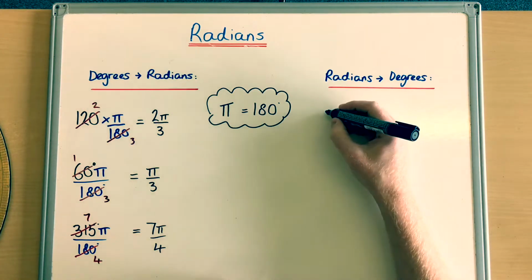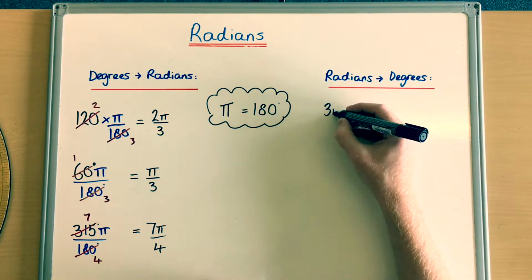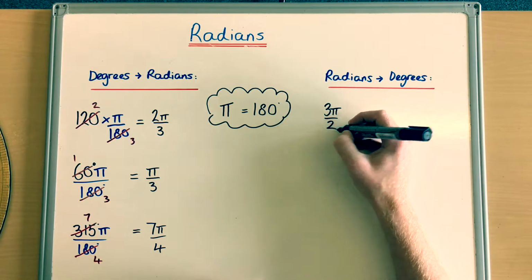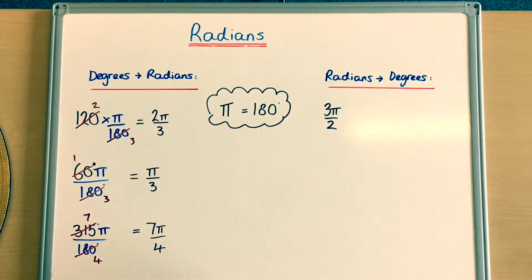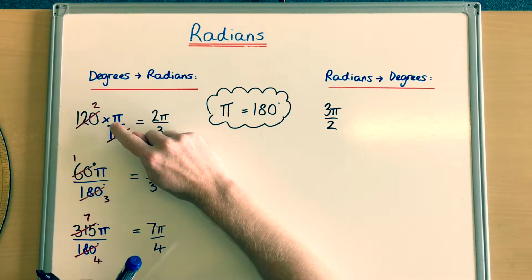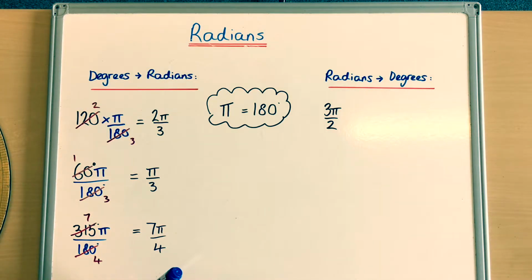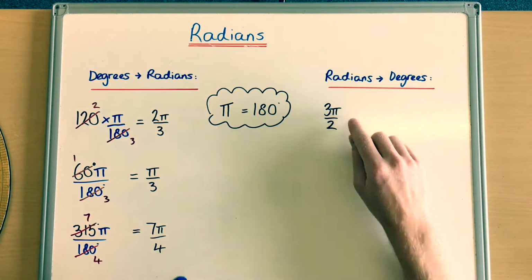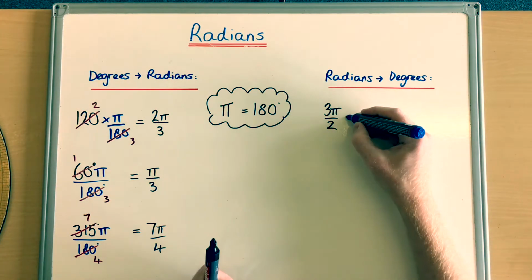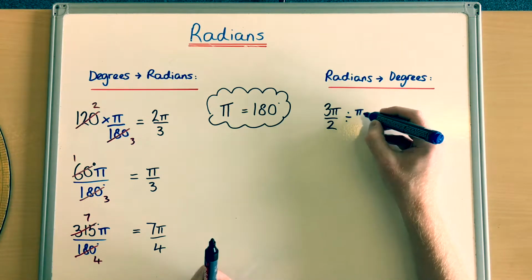Okay, so what about changing radians then into degrees? What about if I'm given 3 pi over 2 radians and I want to know what that is in degrees? Well, I'm going to do exactly the opposite. So instead of timesing by pi over 180, I'm going to divide by pi over 180. Let's have a look at what that looks like. Divide by pi over 180.